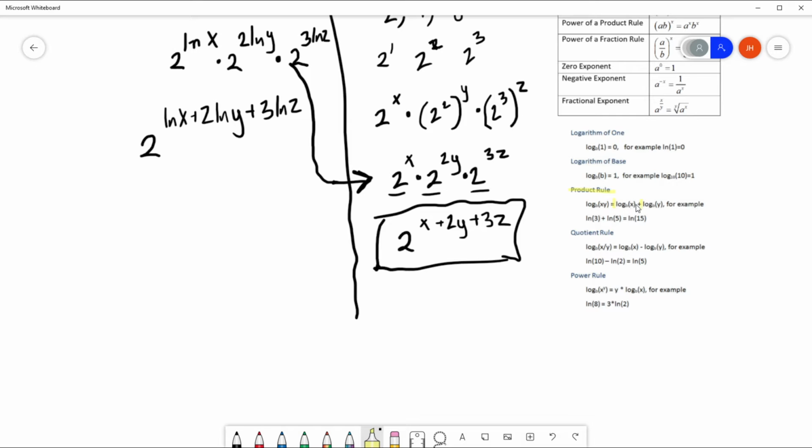In order to use the product rule, I need to have logarithms with no coefficient, but these guys do have coefficients. See the 2 in front and the 3 in front? Those are coefficients. So how do I get rid of coefficients? We use the power rule, right?